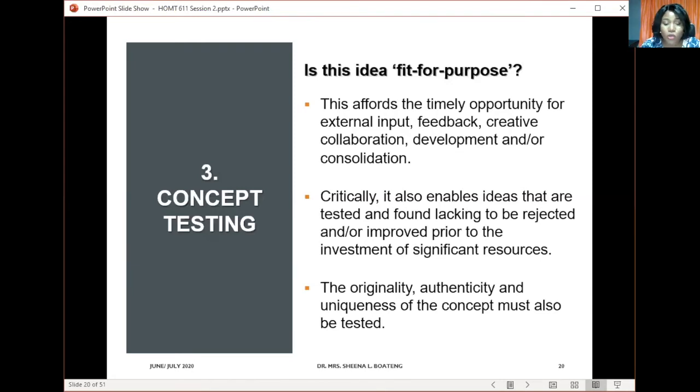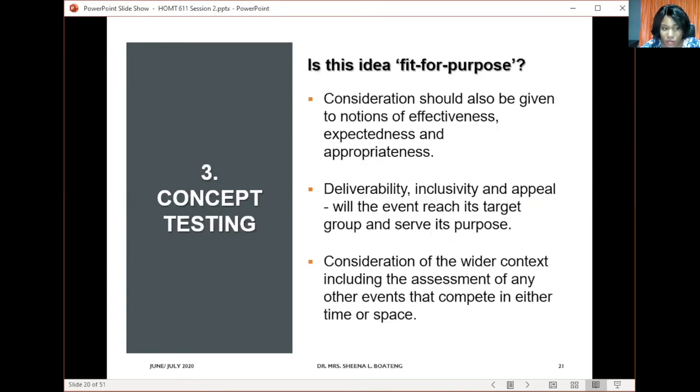So you can test the originality, authenticity, and uniqueness of your ideas by testing the concept with other collaborators, other creatives, right? And then through getting their inputs, you can adequately say whether or not the concept is good enough to carry on to the next phase.